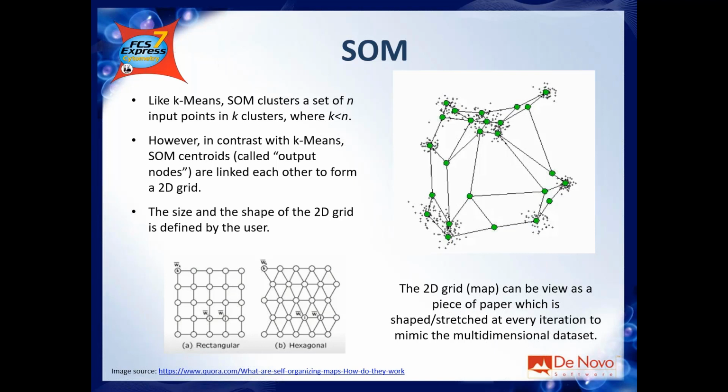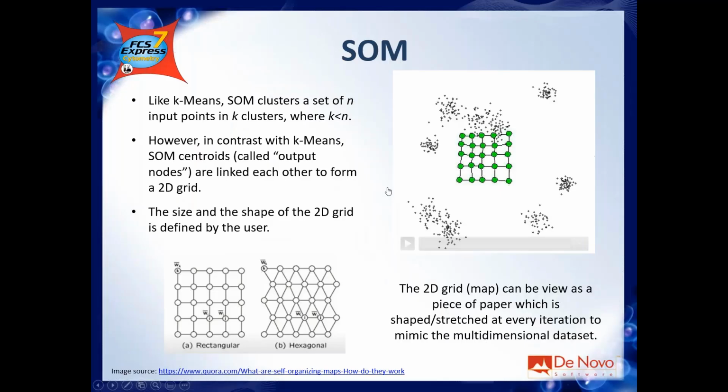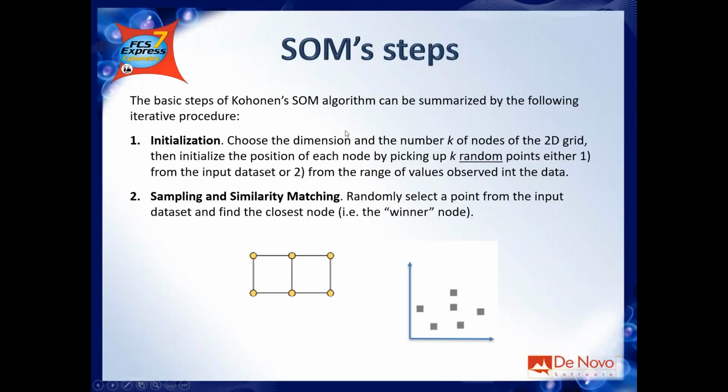Now, the beauty is that this grid exists in 2 dimensions. So with this grid, you have a 2-dimensional representation of your multi-dimensional data set. This is why SOM is not only a clustering algorithm, but also a dimensionality reduction. Oh, sorry, I just pressed the wrong one. Now, how does SOM do this?